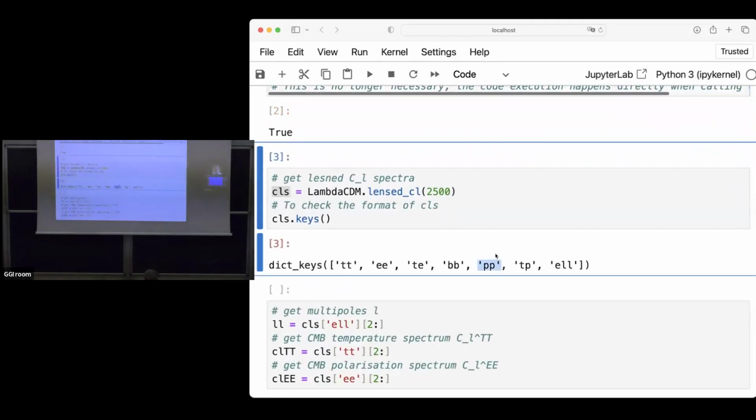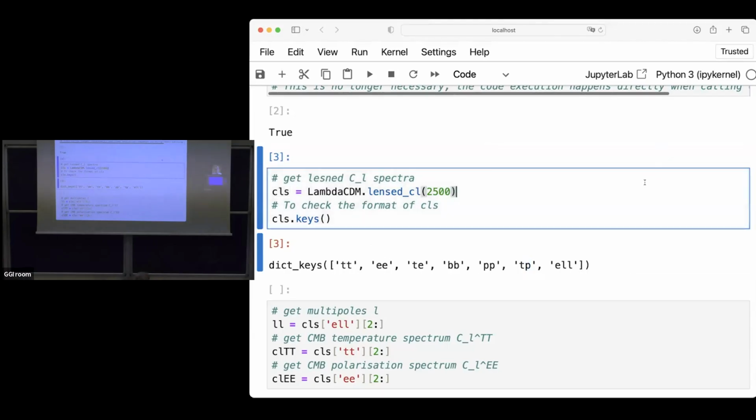CMB lensing, and another quantity which is non-zero and potentially interesting is the cross correlation of CMB lensing with temperature. P is the first letter of phi. Phi is the lensing potential. Of course, if you forget all this, you want to check the syntax in the documentation. And you can open class.c to see the documentation, but of course there are many other ways to do so.